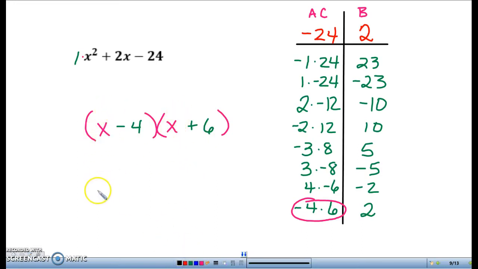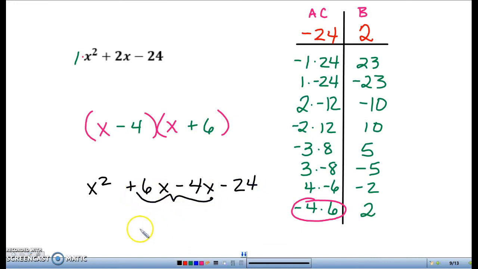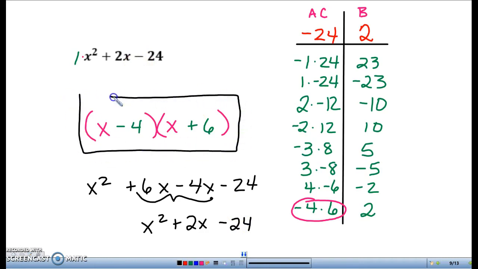When I multiply my front two terms together, I get x squared. Multiply my outside two terms, I get positive 6x. Inside two terms is negative 4x. Last two terms gives me negative 24. Inside, outsides are always like terms. Losing my voice. So I get x squared plus 2x, whoops, not positive, minus 24, and that's what we originally had, so I know that's my final answer.